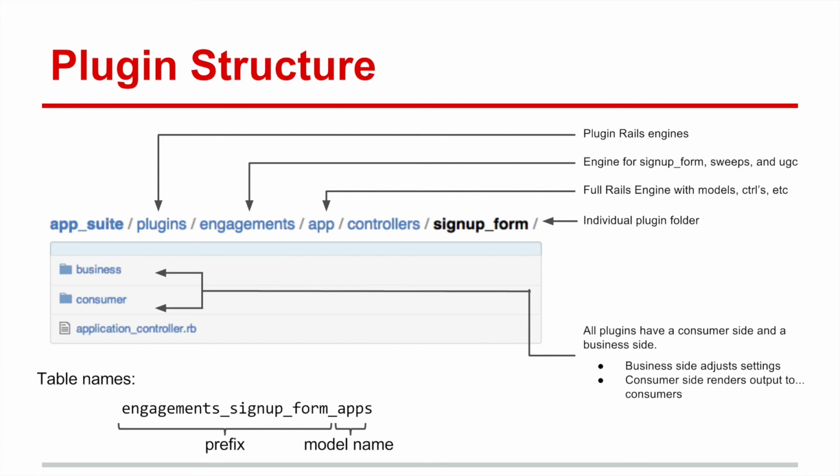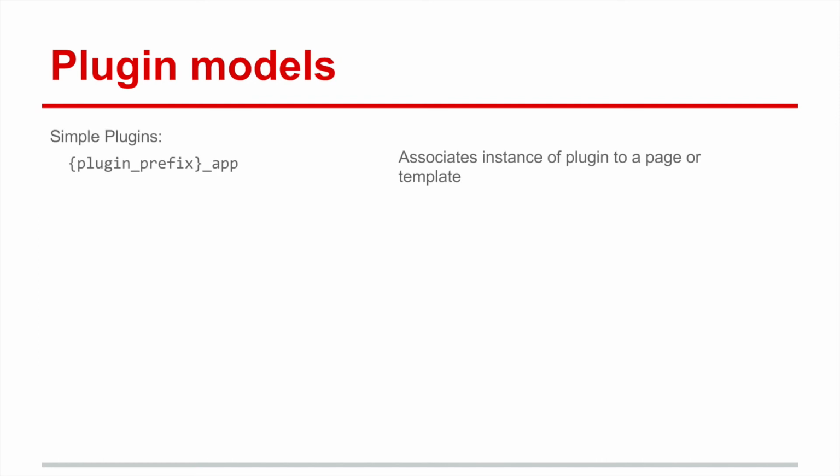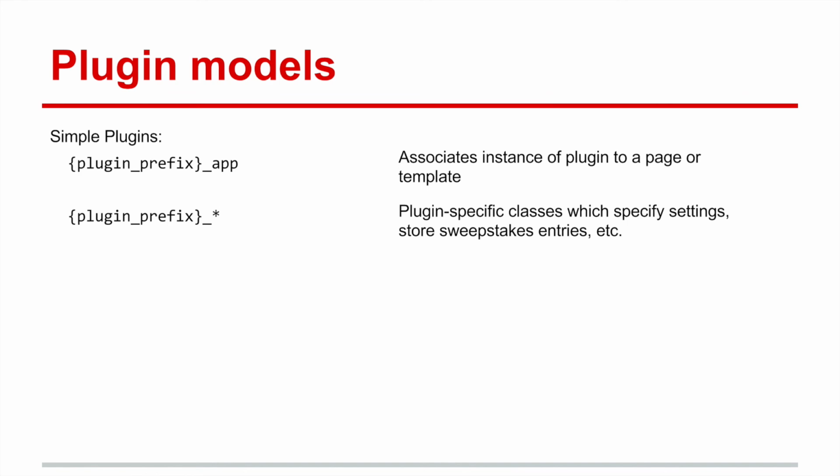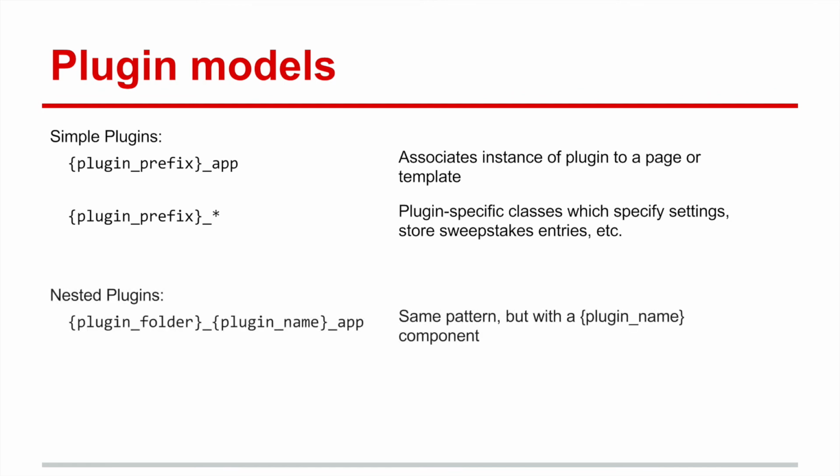Let's look at the structure in a little bit more detail just so you get a good grasp of what we're doing here. Each plugin's main model is the app model. This is the model that associates the instance of a plugin to a page or page group. So each plugin has a variant of the pattern that you see here, the plugin name _app. In addition to this table, most plugins have their own tables that store settings, user entries, and other stuff. Those tables also follow the same pattern. For more complicated cases like the Engagements plugin, where a plugin is housed with other plugins, we have two prefixes. First, the main Rails engine in which the plugin resides, and second, the individual plugin that the table relates to.